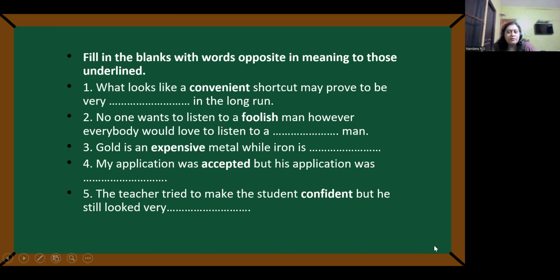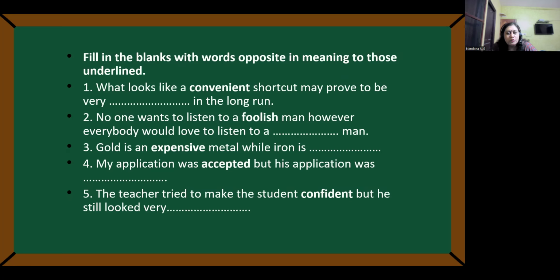Fill in the blanks with the words opposite in meaning to what is underlined. What looks like a convenient shortcut may prove to be very dash in the long run. The word that is underlined is convenient. So convenient means which is very easy. So the antonym of convenient would be inconvenient. So the answer is very inconvenient in the long run.